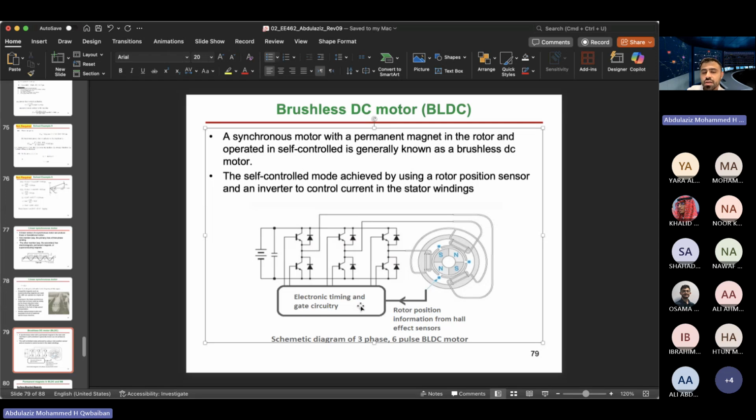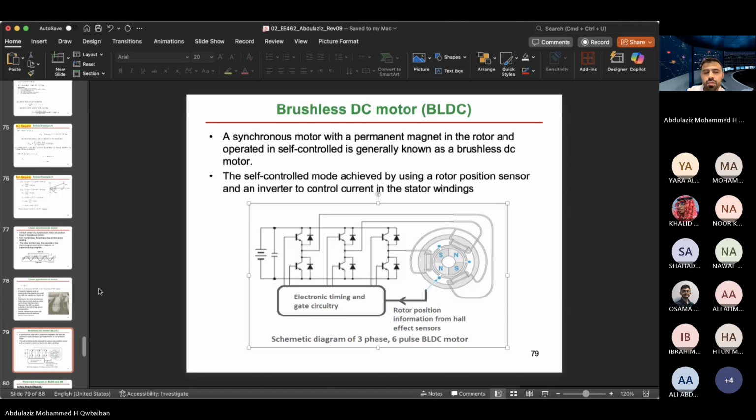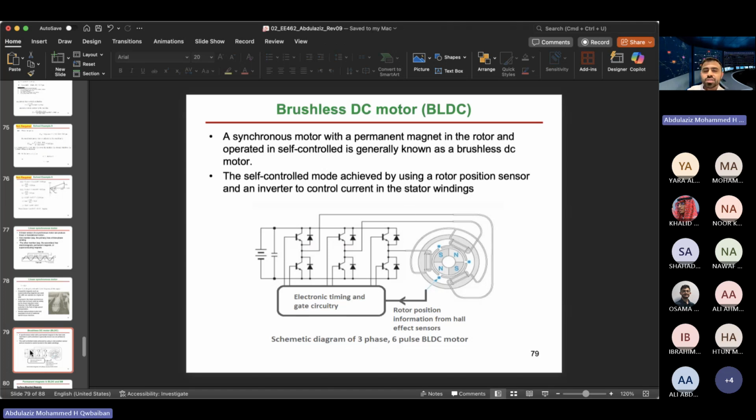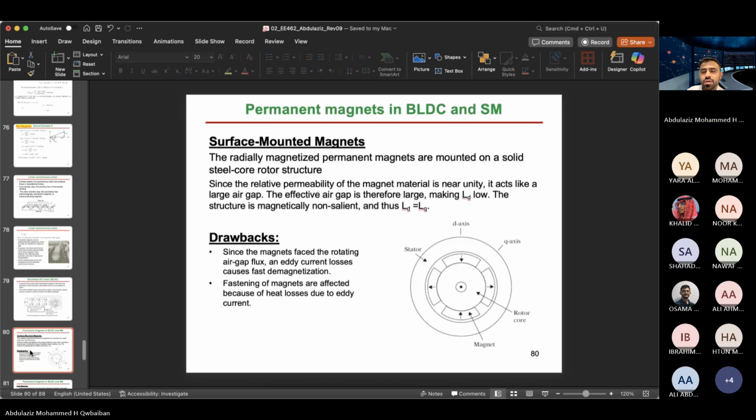There is always a rotor position sensor that controls the frequency of the AC supply, the firing angle of the inverter. The rotor position, usually from a Hall effect sensor, goes back to the inverter and controls it. So this is self-controlled mode. They are very common and used in many applications, brushless DC motors.